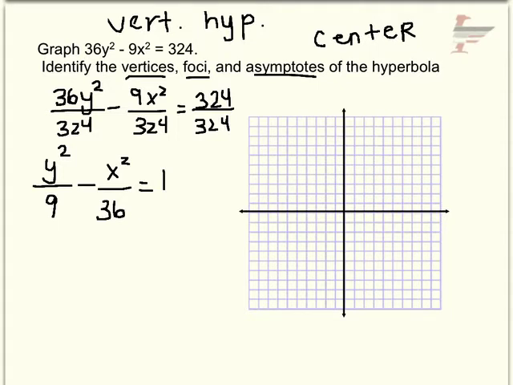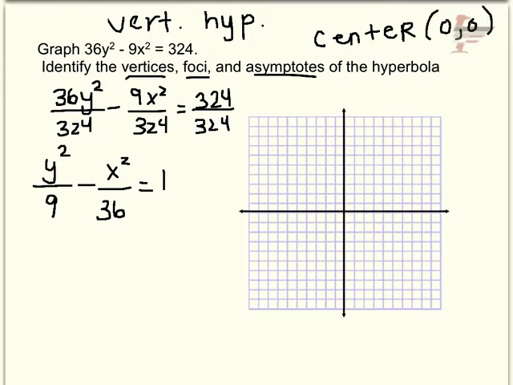I am going to start out with figuring out what the center is, because that's usually the easiest thing to point out. So the center of my hyperbola, since there's no h and k, no shifting of my hyperbola, is going to be at 0, 0, at the origin. I will go there in a second.